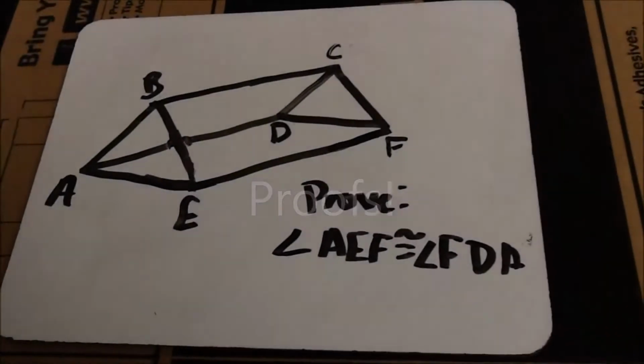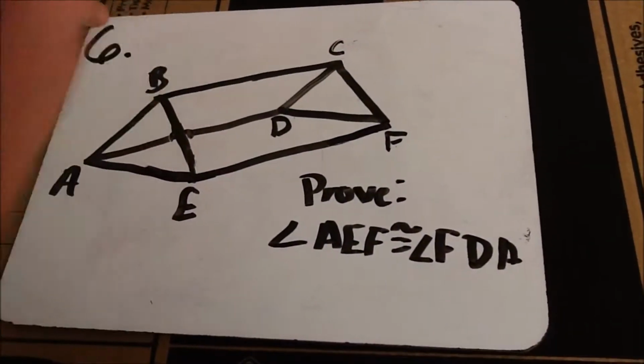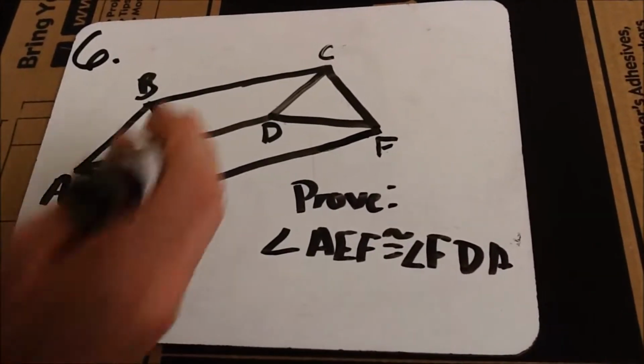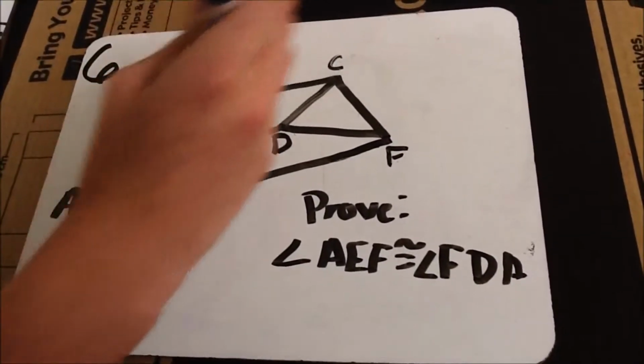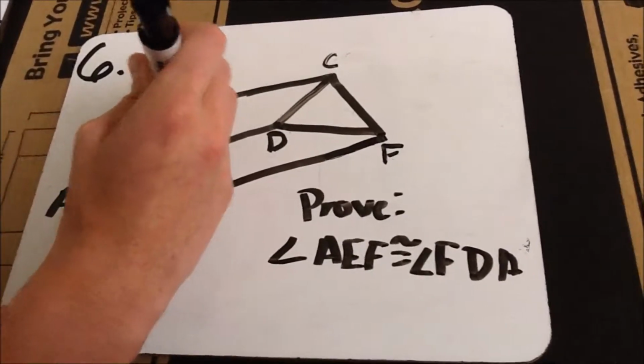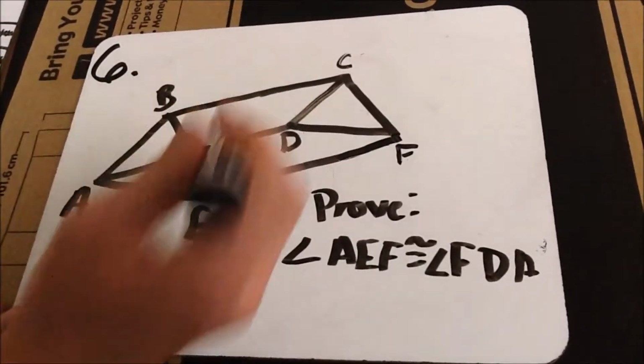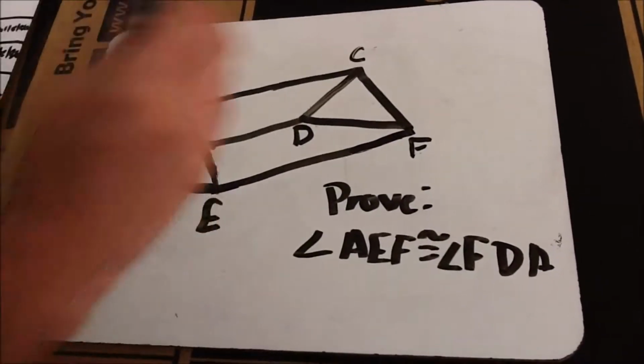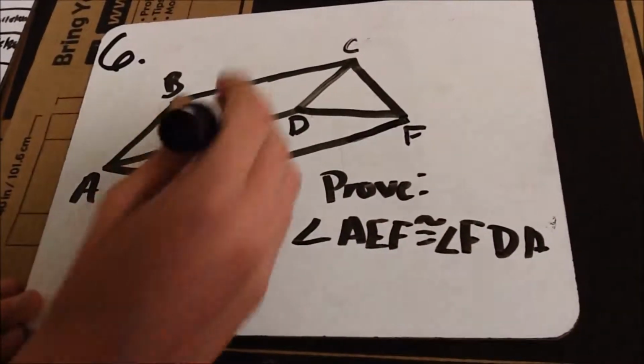Alright, so this is question 6. What's given to us is that ABCD is a parallelogram, so there's a parallelogram on the far side, and EBCF is also a parallelogram.